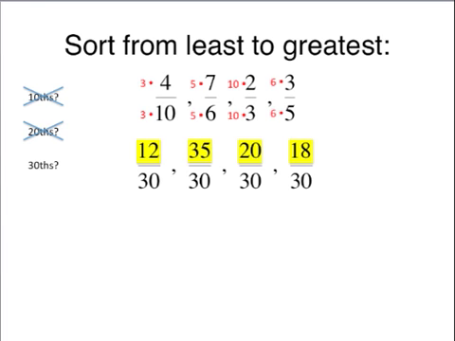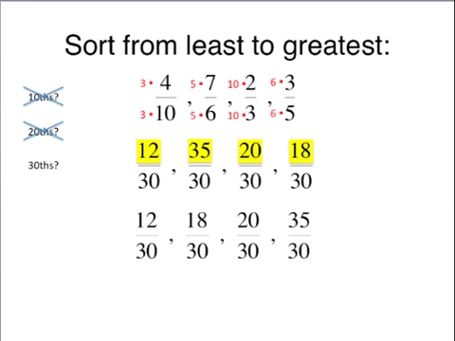Now we can write the four fractions in order. And finally, we can answer the question. In order from least to greatest, we get 4/10, 3/5, 2/3, and 7/6.